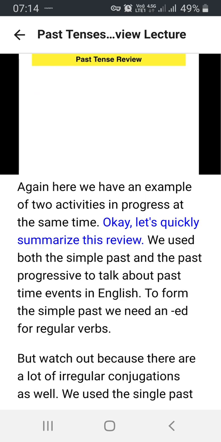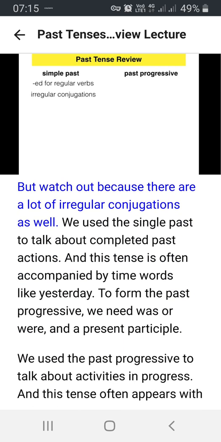Okay, let's quickly summarize this review. We use both the simple past and the past progressive to talk about past time events in English. To form the simple past, we need an -ed for regular verbs. But watch out, because there are a lot of irregular conjugations as well. We use the simple past to talk about completed past actions.